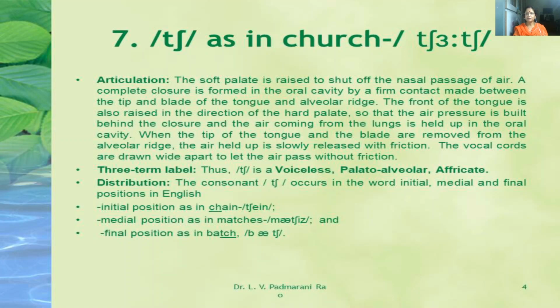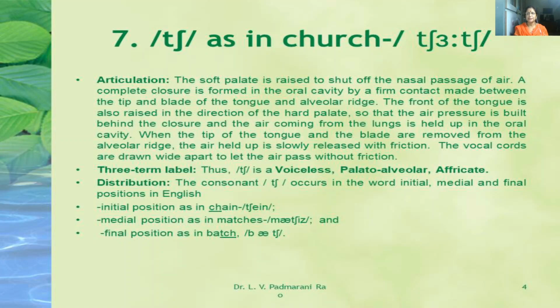The tip and blade of the tongue with the alveolar ridge. Not only that, the front of the tongue is also raised in the direction of the hard palate, so that the air pressure is built up behind the closure and the air coming from the lungs is held up in the oral cavity for a fraction of a second. When the tip and the blade of the tongue are removed from the alveolar ridge and the hard palate, you could find that the air that is held up in the oral cavity is slowly released with a slight friction. The vocal cords are drawn wide apart to let the air pass without friction.